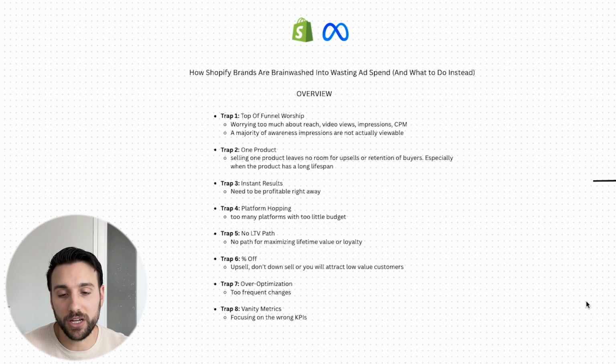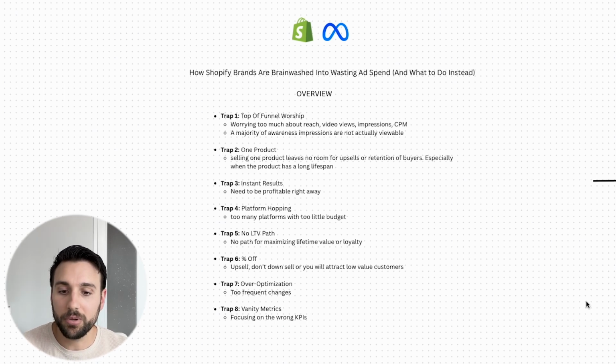Trap 2 is focusing on only one product. Selling one product leaves no room for upsells or retention of buyers, especially when the product has a long lifespan. Trap 3, instant results and need to be profitable right away. We will really dig into this one.